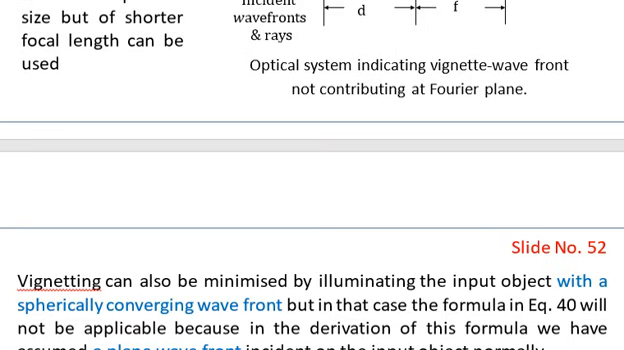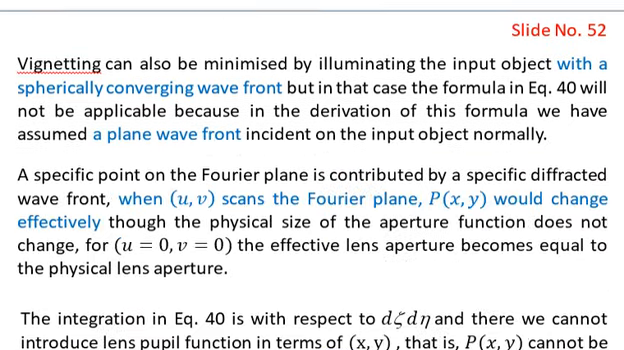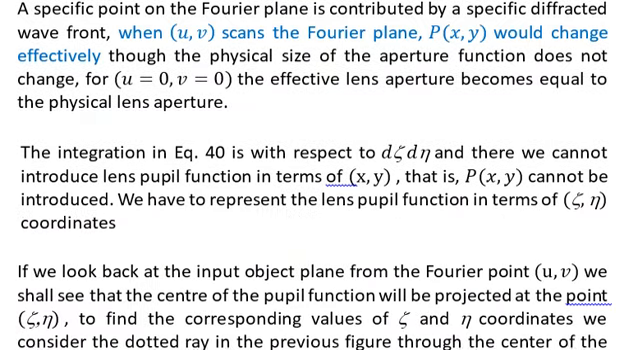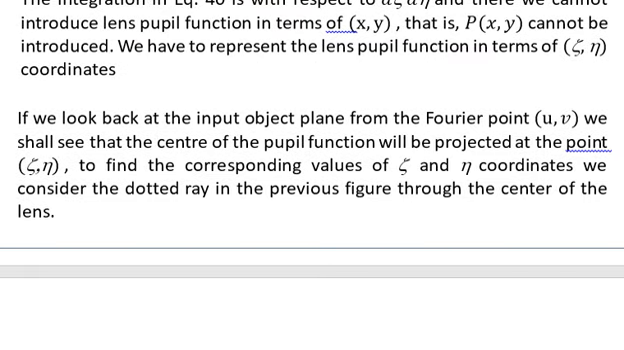So we have to include the pupil function in terms of the zeta and eta coordinates, that is as a function of the input object. The integration in equation number 40 is with respect to d zeta and d eta, and therefore we cannot introduce the lens pupil function in terms of x, y, that is p of x, y cannot be introduced. We have to represent the lens pupil function in terms of zeta and eta coordinates. If we look back at the input object plane from the Fourier plane, that is u, v, we shall see that the center of the pupil function will be projected at the point zeta and eta.